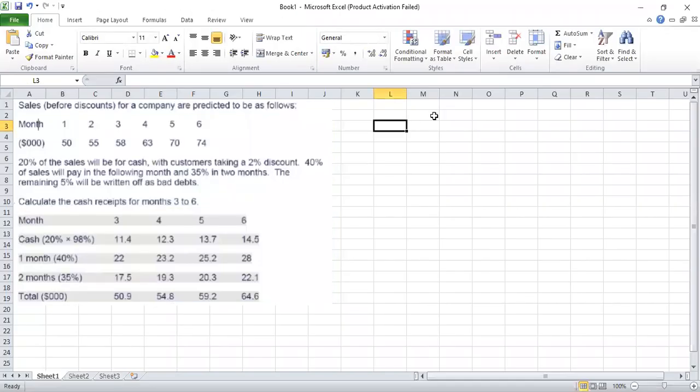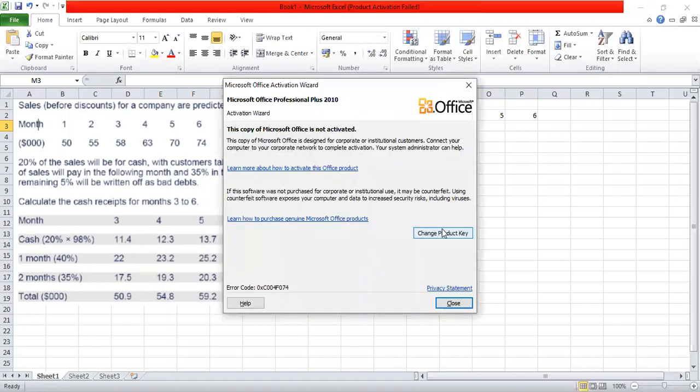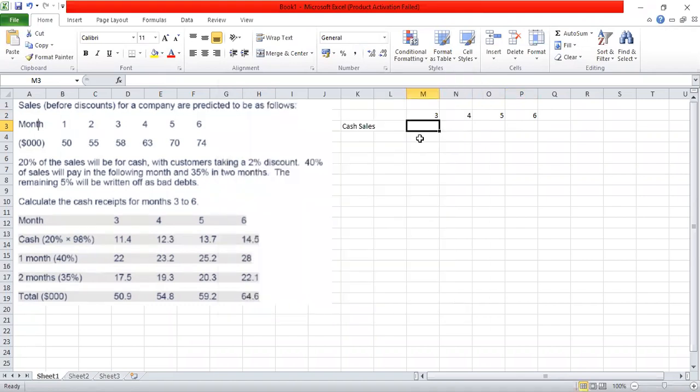Okay. So quickly, third, fourth, fifth, and sixth months. You have understood the cash sales part of it, and you also have worked it out. So I'm not showing the calculation here. I'm just copying the values as they are. Here it is 11.4 because you've already done that. I'm not repeating it. Then this is 12.3. Then here it is 13.7, and then here it is 14.5. Fine.